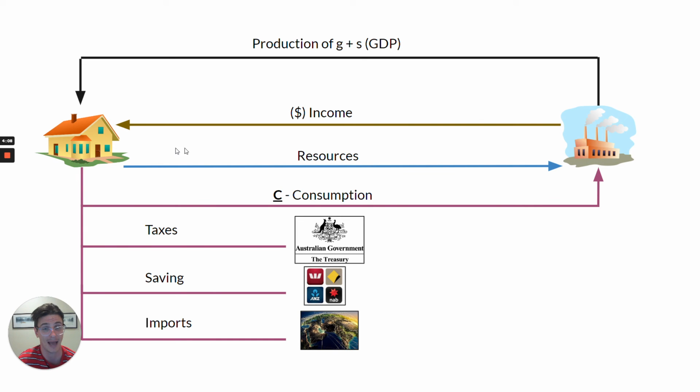Finally, you may purchase things from overseas. A lot of technology in Australia, about 20 cents of every dollar, is spent on things from overseas. If you purchase something from overseas, that's income leaving Australia's circular flow model. So taxes, savings, and imports are all leakages in that they will decrease the level of economic activity.